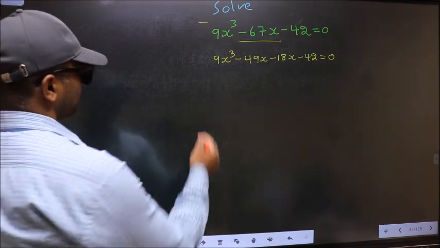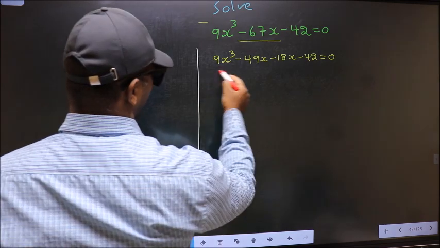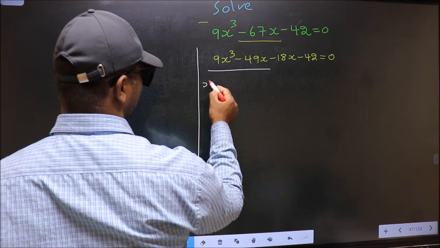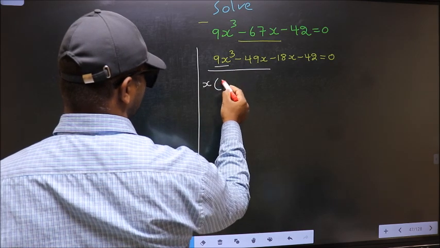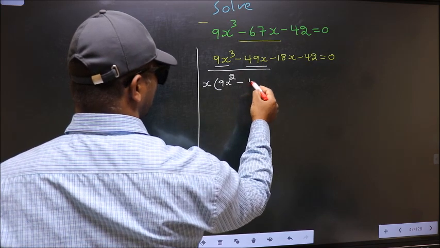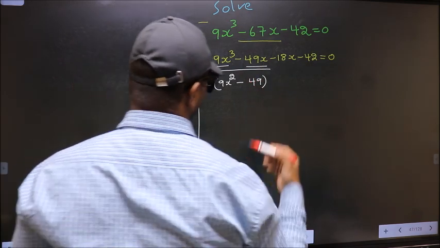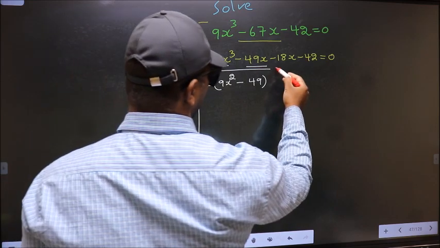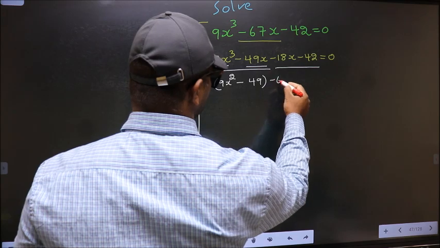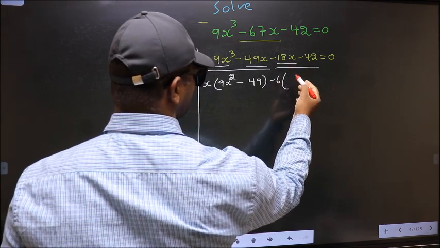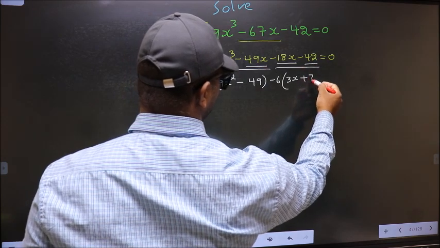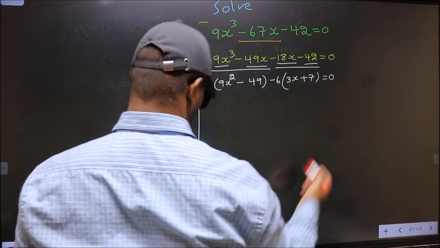Next, from these two terms, what can be taken out common is x. From this x out you get 9x square minus, from this x out you get 49. In the same way, what can be taken out common from these two terms is minus 6. From this minus 6 out you get 3x, and here we get plus 7 equal to 0.